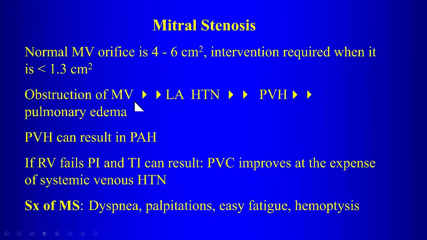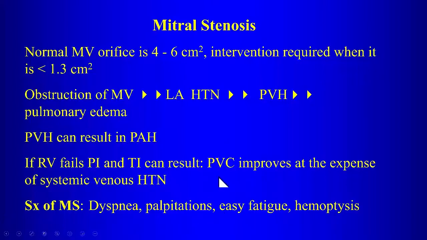So what happens is, as you get obstruction of the mitral valve, the patient develops left atrial hypertension and then pulmonary venous hypertension. That can get bad and develop pulmonary edema. But the pulmonary venous hypertension can result in pulmonary arterial hypertension. And with that pulmonary arterial hypertension, the right ventricle can fail, pulmonary insufficiency, tricuspid insufficiency, and the pulmonary venous congestion at that point might improve at the expense of systemic venous hypertension. So this can kind of cascade down and get worse.